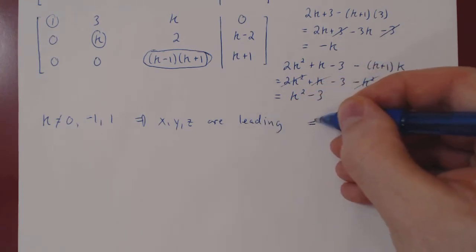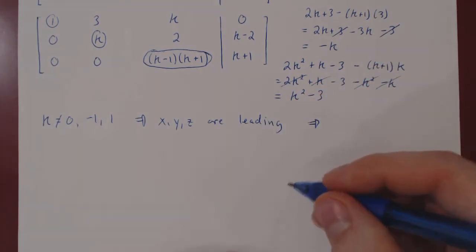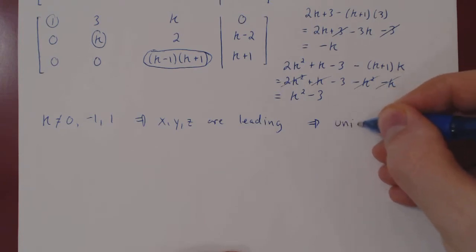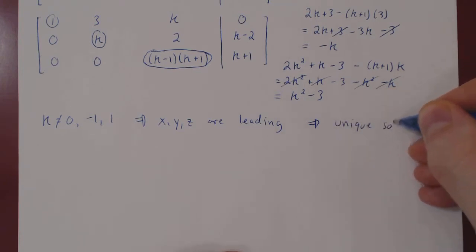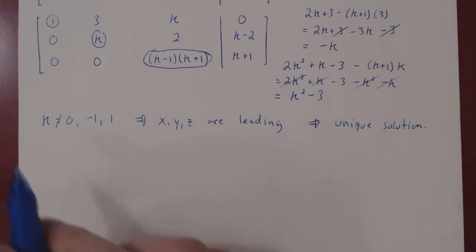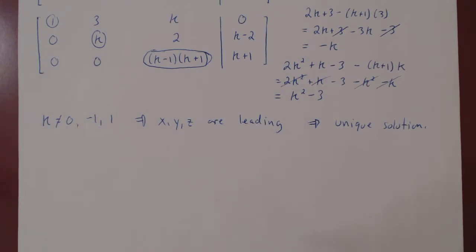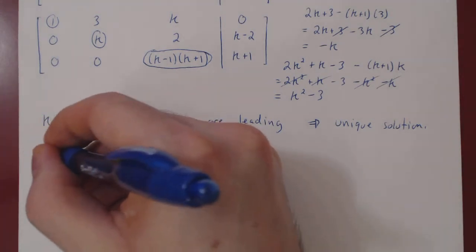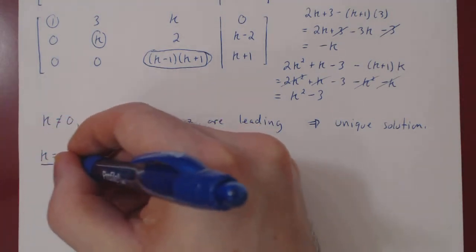And if all variables are leading, this implies, of course, a unique solution. And that's it. And now we're down to, as always, our three in this case. I mean, there could be 5 exceptional values, but we're down with checking the exceptional values. And here we have no choice but to check them one at a time. So k equals 0.